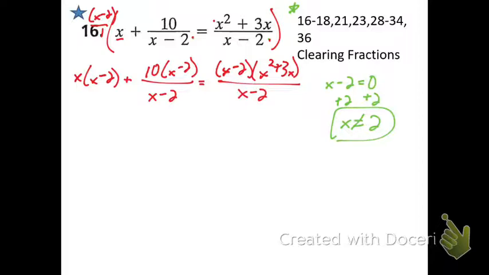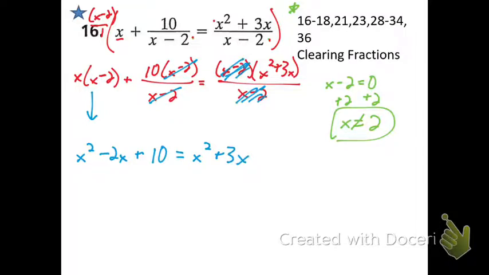Now, that's really clunky, if you will. We know that a lot of those things are going to go away. The reason we multiplied through everything by x minus 2 over 1 is so that those go away and those go away. So I'm going to start here. x squared minus 2x plus, the only thing left over here is 10, and that's equal to x squared plus 3x. Since that went away and that went away, that's all I'm left with.